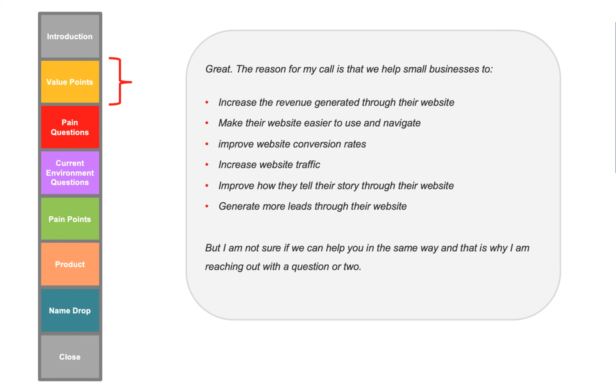I think using value points or pain points, or you could use a name drop, is really the way to establish the call. But in this example, I'll just use the value points. So, great. The reason for my call is we help small businesses. And by the way, there are like 6 bullet points here. You by no means should read all 6 bullet points. This is just a menu of things you could say. These are your talk tracks.